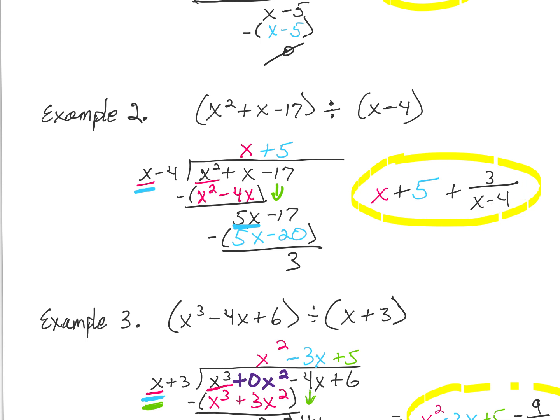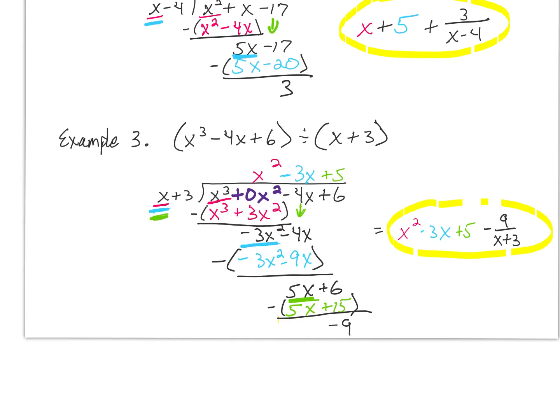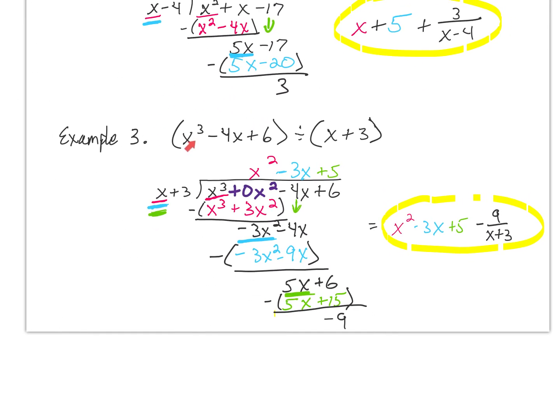Okay, now one more example, example 3. We have x cubed. Sorry, let me zoom back in there. We have x cubed minus 4x plus 6 divided by x plus 3. So the divisor, x plus 3, into the dividend.